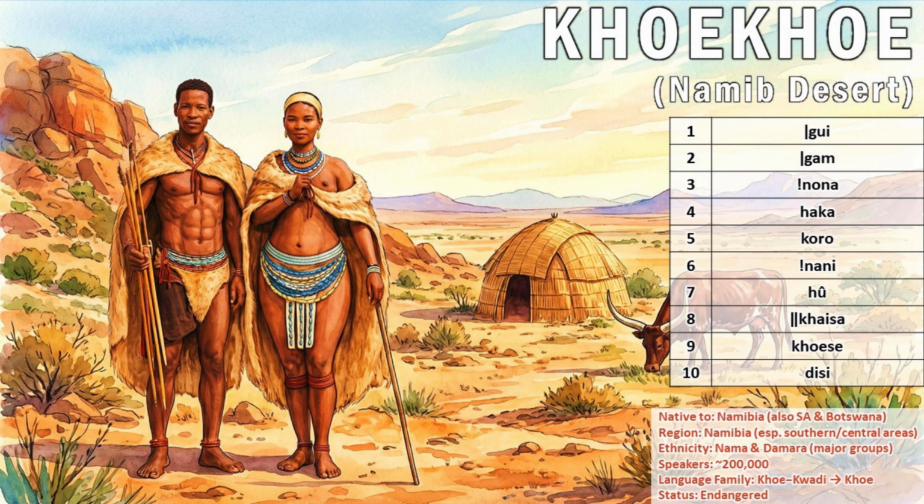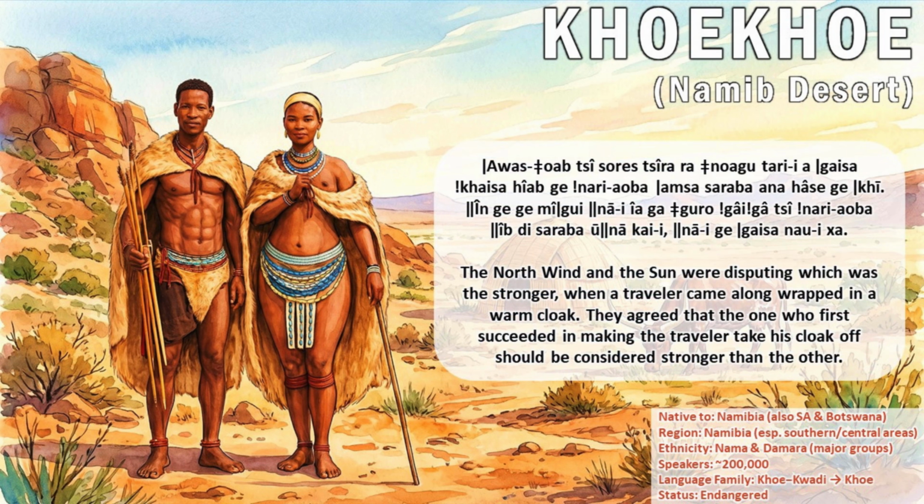Tui, tam, muna, haka, koro, mani, Hadza, Khoisan, DC. Awas wabti sores tira rang nawaku dari Hadza Kx'a. Hiap ngari auba. Samsa saraba anaha sege tri. In kege mi tui ngai. Hiaka turo kainka ngari auba. Ipti saraba unga kai. Ngai ke Kx'a no iha.